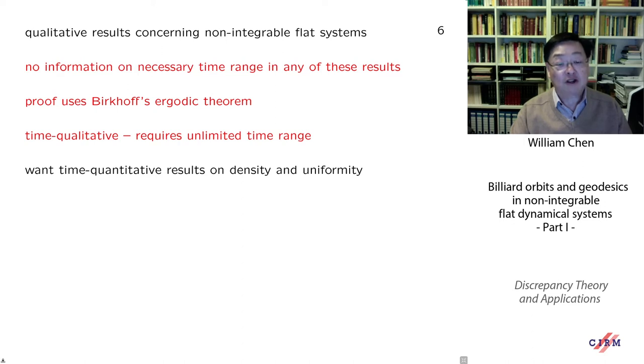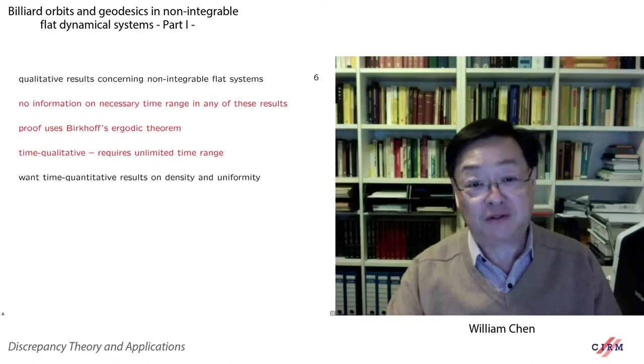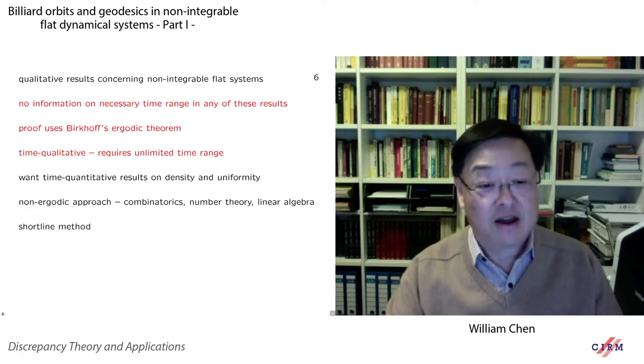What we are interested in is to obtain some time quantitative results on density and uniformity. And to this end, we have developed a non-ergodic approach that makes use of combinatorics, number theory, and linear algebra. And we call this the short line method. Now, the term short line will become apparent in a few minutes.